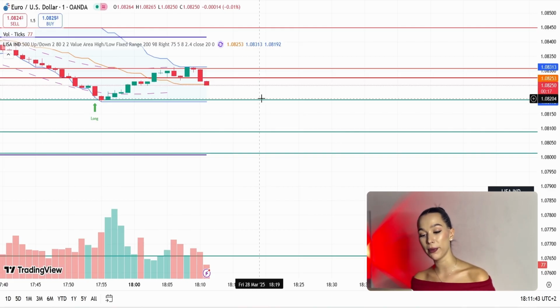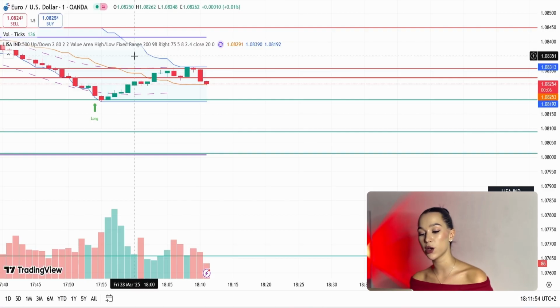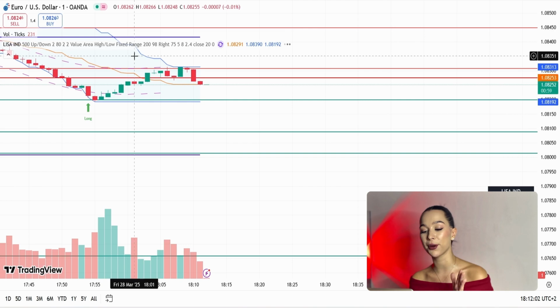Then after the pullback, the price approached the area of 1.08. So this is a local resistance level, and this is exactly the zone where, based on the price history, the price previously slowed down and there was a fight between buyers and sellers. So this level was formed by previous consolidation zones and horizontal price stops.